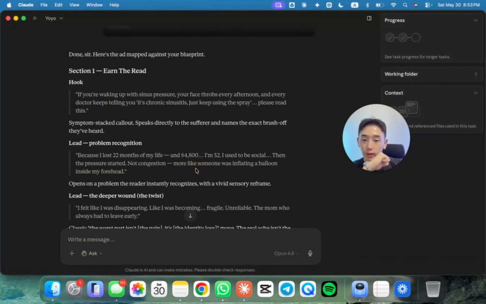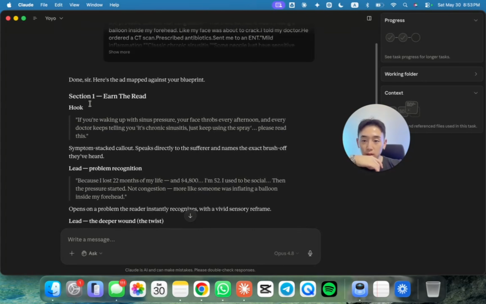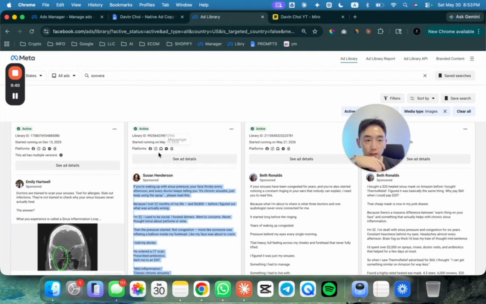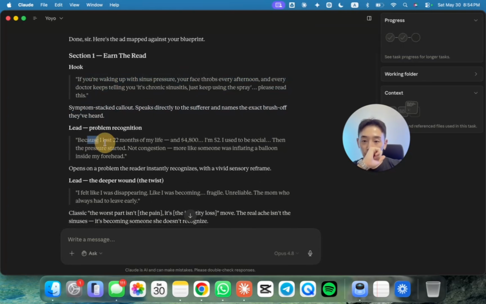So yeah, this is what Claude gave back, and it labeled each section based on the benchmark that I provided. So let's take a look. This is the copy that we found on the ad library here, and I'm just going to guess it's profitable because they kept it on for 20 days. So yeah, earn the right to be read. If you're waking up with sinus pressure, your face throbs, symptom stat callout, this is the hook. Cool. Lead problem: because I lost 22 months of my life and $4,800. I'm 52, used to be social, blah, blah, blah.